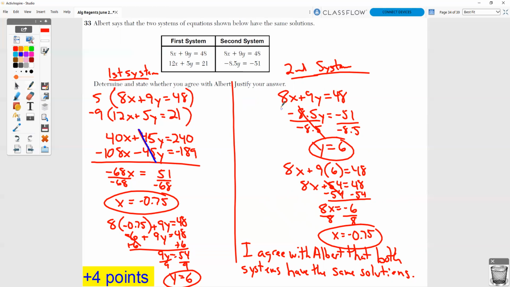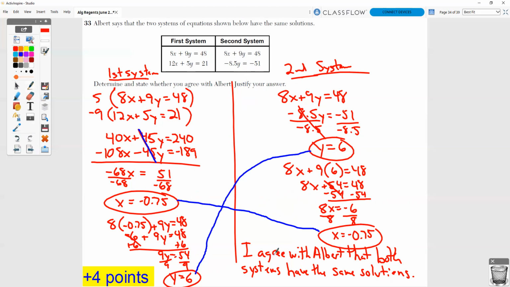For the second system, I can see that I have an equation right here that I could just divide by negative 8.5 and divide by negative 8.5, and I get an answer of y equals 6. Take that y equals 6, sub it into here or here for your two y's, and you get negative 0.75. So I got the same answers for my x's. I got the same answers for my y's.